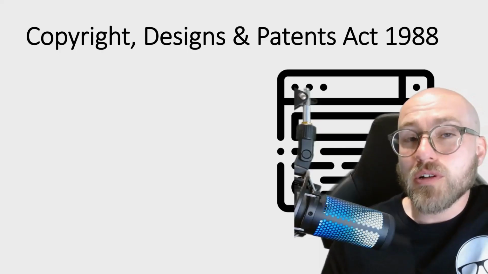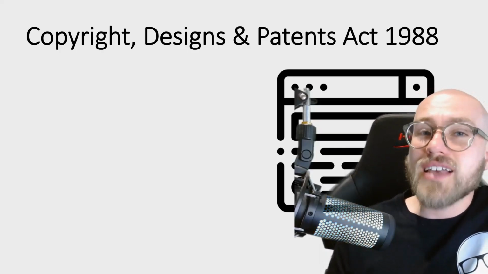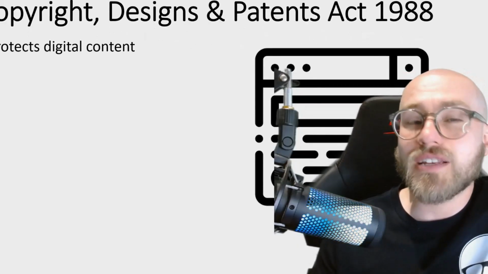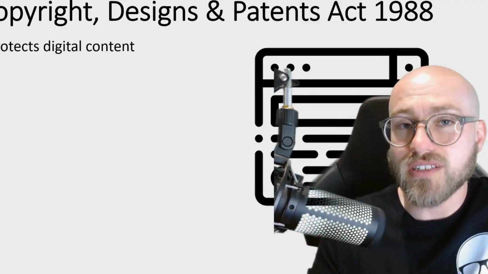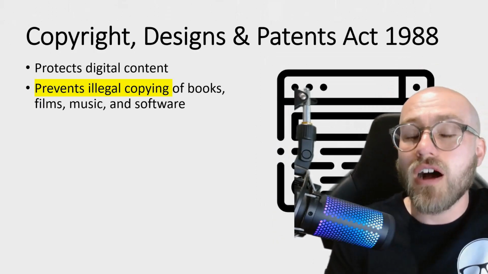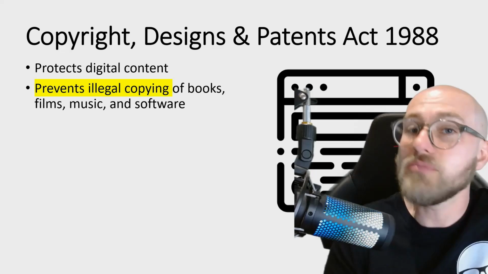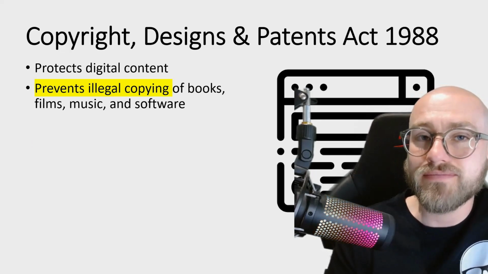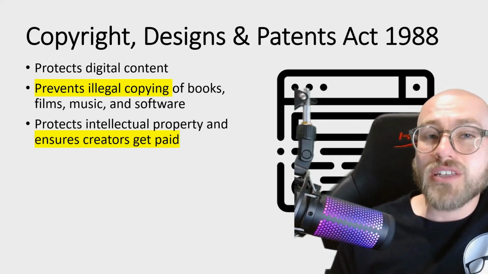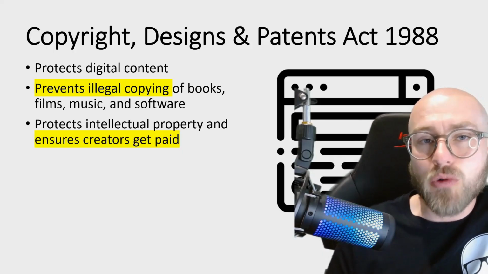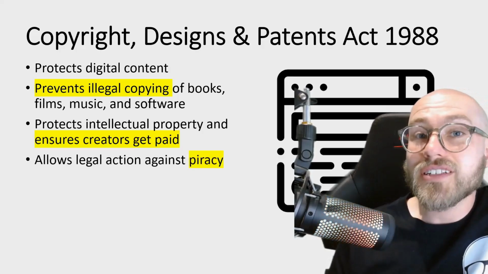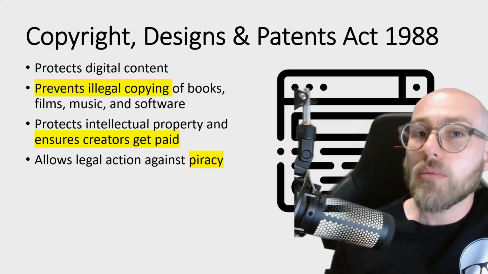The next one most people are quite familiar with, which is the Copyright Design and Patent Act of 1988. So this is what protects people's content, their digital content. And it means that people aren't allowed to copy things like books, images, videos, or anything without permission. It also protects intellectual property and makes sure that creators are getting paid for what they've made. This is also the act that allows legal action against piracy. This is stealing digital things without paying for it.